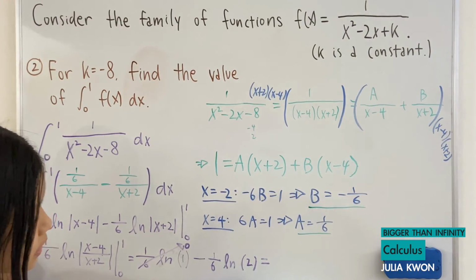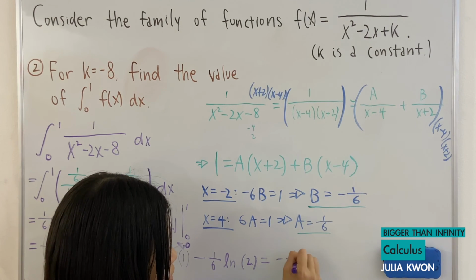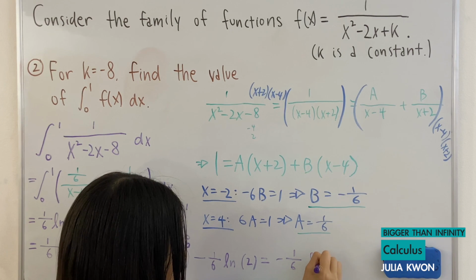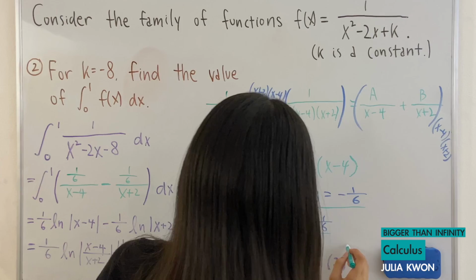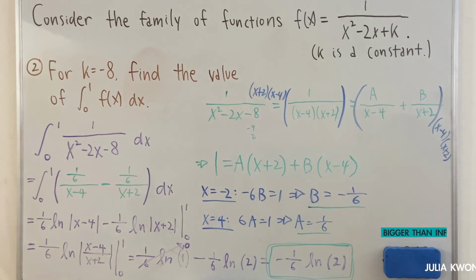And now all we have left for the answer is negative 1 over 6 multiplied by the ln of 2. And that's our answer.